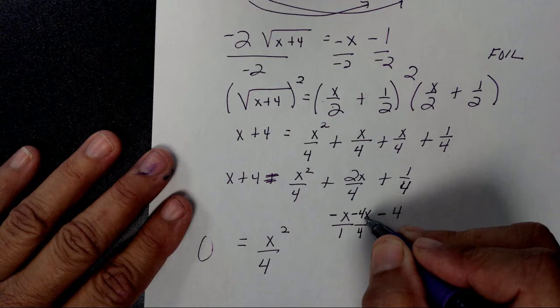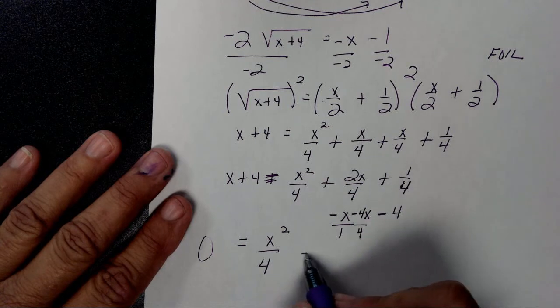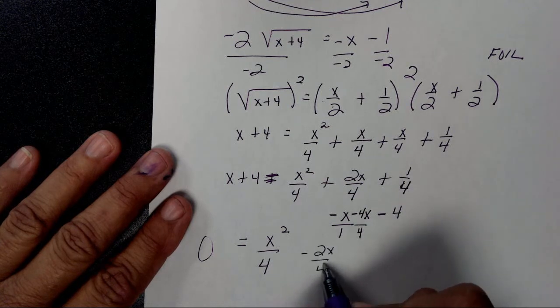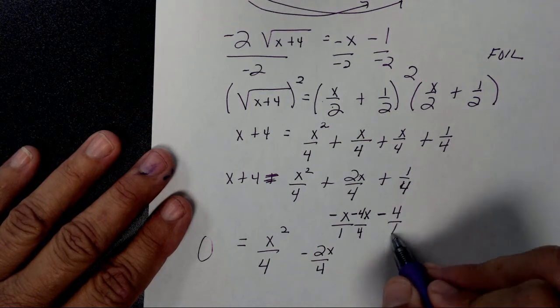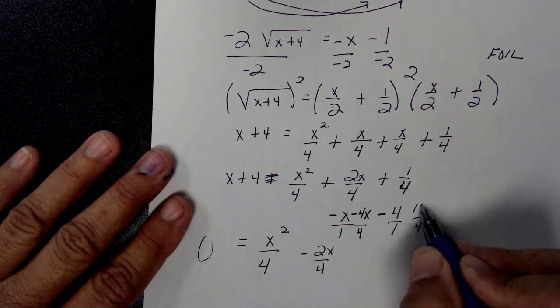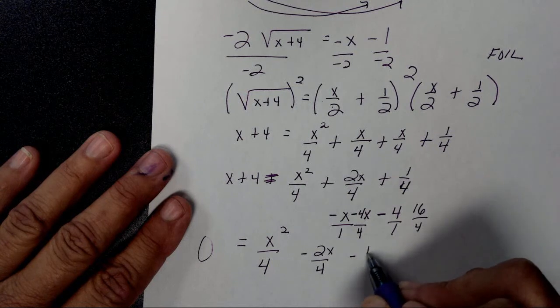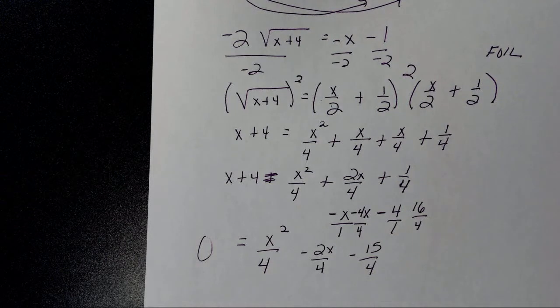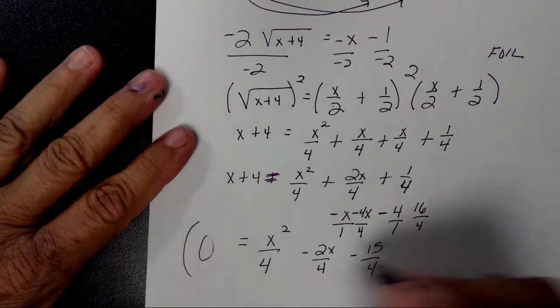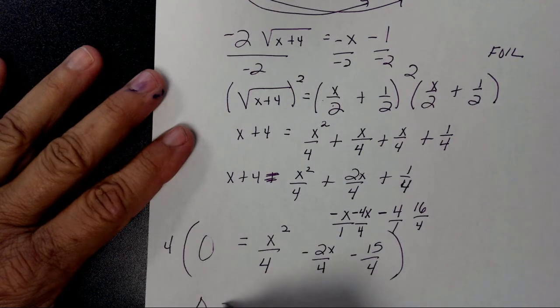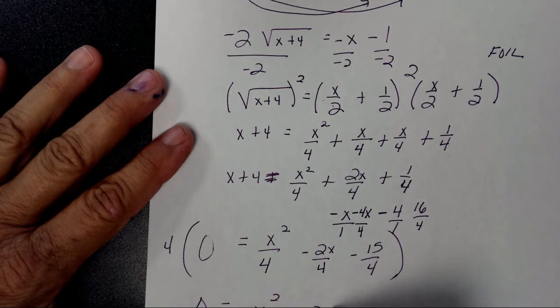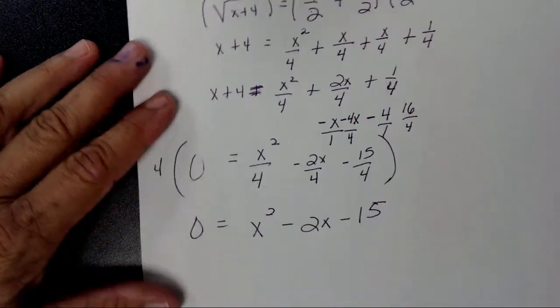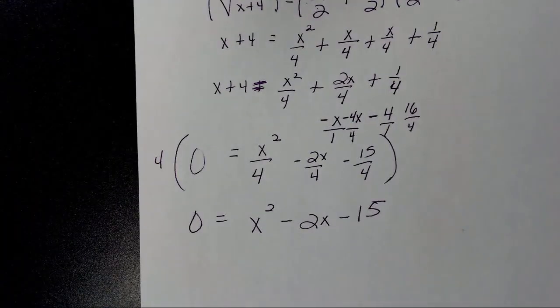So if I change this to a 4, the top would become what? Negative 4x. So 2x minus 4x would be over 4. If I change this to a 4, this top would become 16. So 1 minus 16 would be negative 15. And I could leave it like that. Or I could just take this whole equation and multiply by 4, and would that be a much easier version of a quadratic to solve, getting rid of all of those fractions?